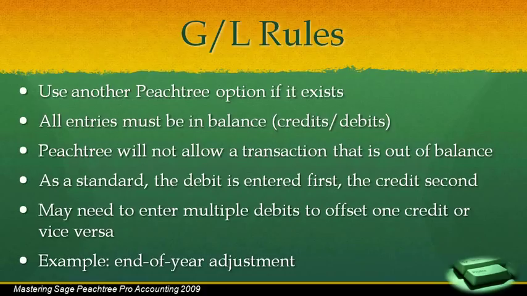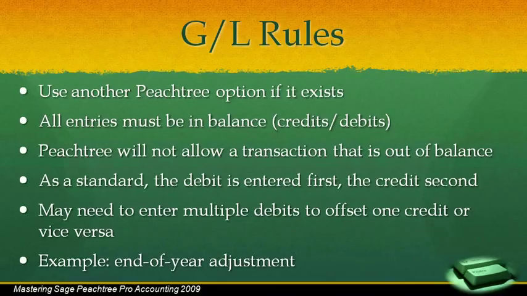So what do we need to know about the general ledger or the general journal, abbreviated GL? Well, first of all, as I said, use another Peachtree option if it exists, and usually it does. Also remember the bookkeeping part, which is that all entries must be in balance, credits and debits. Normally, we make one entry in Peachtree, and the double entry bookkeeping happens behind the scenes. But when you work with the GL, you have to do both sides of the equation. Peachtree will not allow a transaction that is out of balance. That, again, is our accounting 101. So you're going to have to make it balance before you're able to save a GL entry.